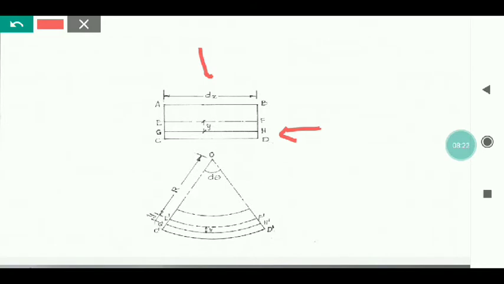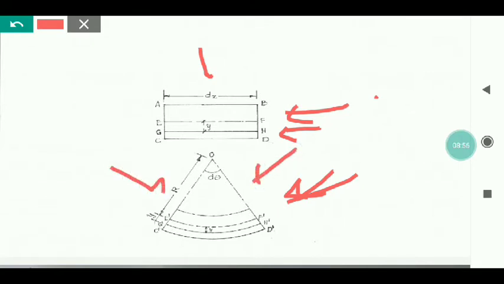Now considering this beam section of length dx subjected to pure bending, after bending AB is shortened in length whereas the fiber CD is increased in length. In between there is a fiber called EF which is neither shortened in length nor increased in length. This is called the neutral layer. Let the radius of the fiber E dash F dash be R.